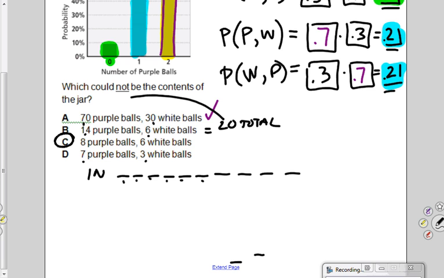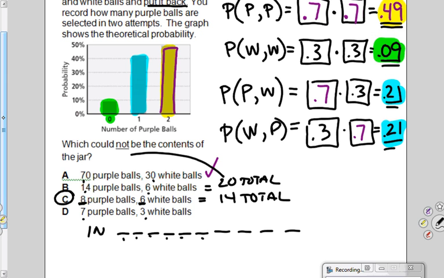C. In C, how many total are there? And would 8 out of 14 and 6 out of 14 correctly give you these numbers that I have highlighted? No way. So C is the right answer because it's the wrong combination. They wanted to know what could not be the contents.